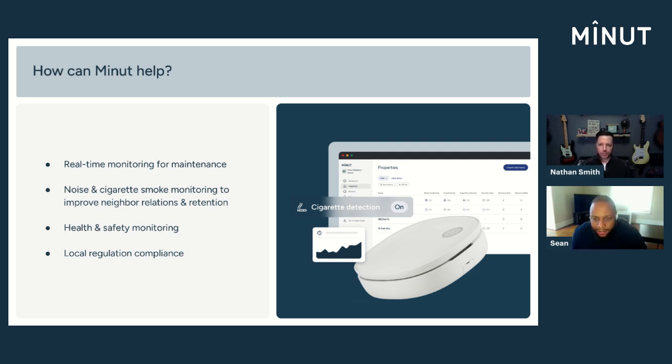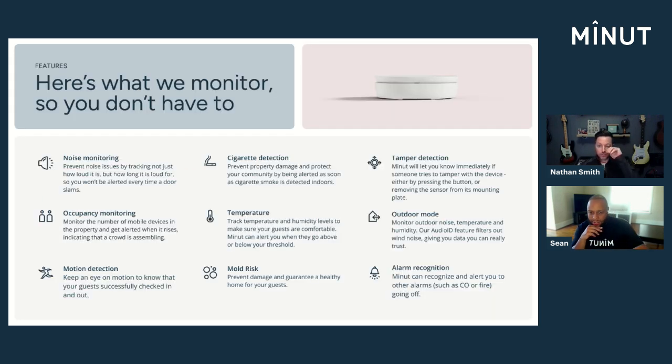Yeah, well, I think actually, if we look at the next slide, it's a good representation of all of the features, or at least a large majority of them that we offer. So if you want to get a different view of the types of things that you could monitor if you're using Minute, you can see here, I'll read from left to right. We've got noise monitoring, cigarette detection, tamper detection. So this is obviously letting you know if the resident or guest has removed the device from its mounting bracket or is trying to tamper with it in some way.